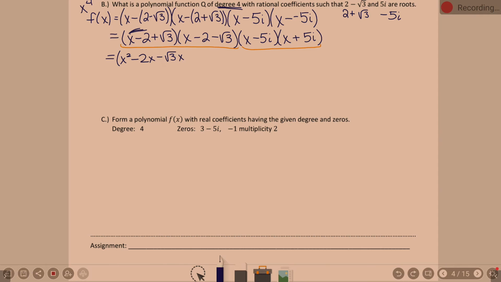Now we're going to distribute the negative 2. Negative 2 times x, negative 2x. Negative 2 times negative 2, plus 4. Negative 2 times negative square root of 3, plus 2 square root of 3. And then distribute the square root of 3. Square root of 3 times x, plus square root of 3x. Square root of 3 times negative 2, minus 2 square root of 3. And square root of 3 times negative square root of 3.